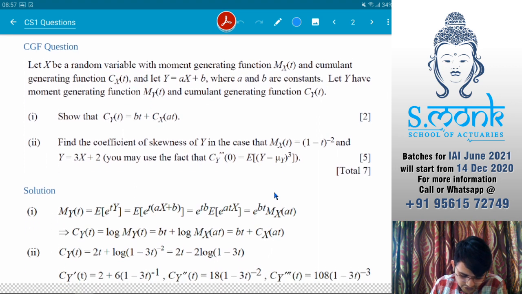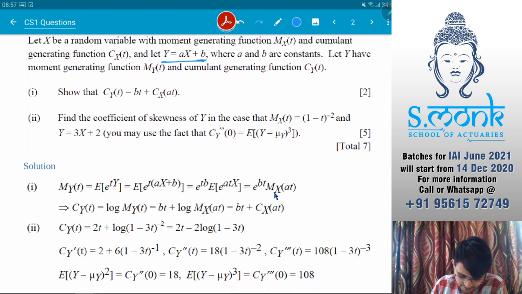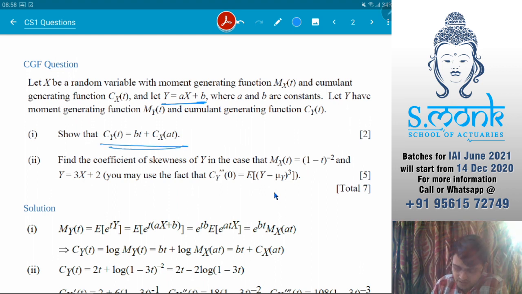Okay, I have taken a CGF question as well. Let's do this linear sum, and then we'll go to our chapter 3 sum. Here they are saying let x be a random variable with the moment generating function MX(t) and cumulant generating function CX(t). Let y equal ax plus b, where a and b are constants. Let y have the moment generating function MY(t) and the cumulant generating function CY(t). Show that CY(t) will be equal to this. See, here they are asking you to show it.